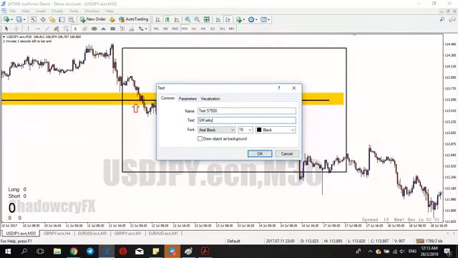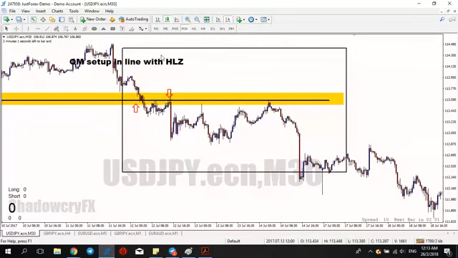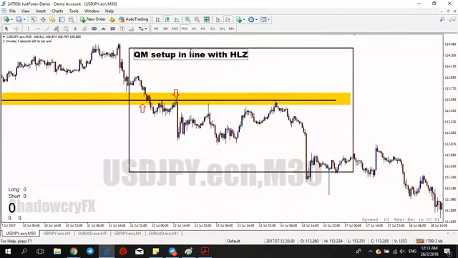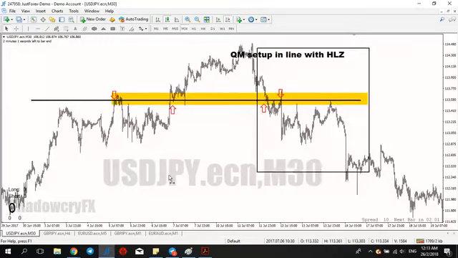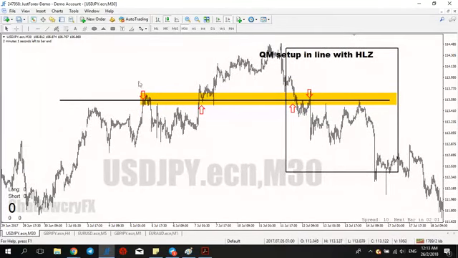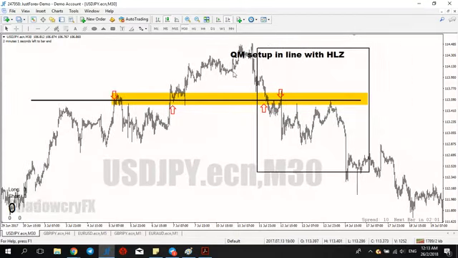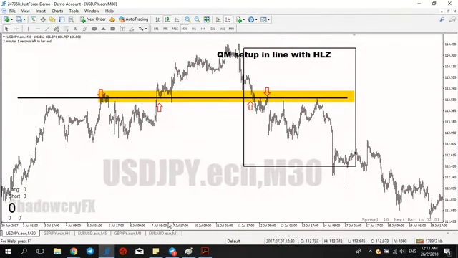QM setup in line with HLZ. So we find QM setup in HLZ, in high liquidity zone. So you can just send it in the HLZ. Later we'll be trading this, but not yet. This one is only for you to find a place where price really likes to go. This got a breakout and then price reacted again with it. So this is a really good place to trade.